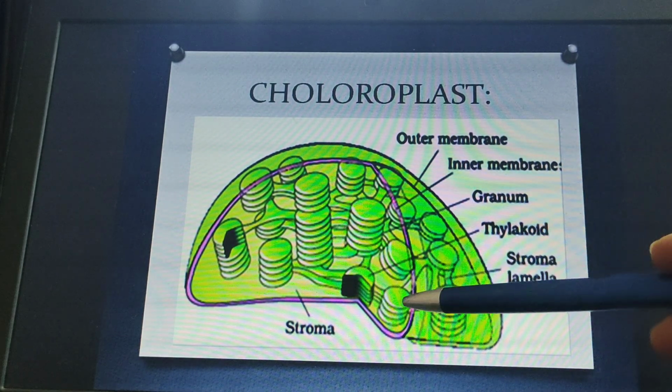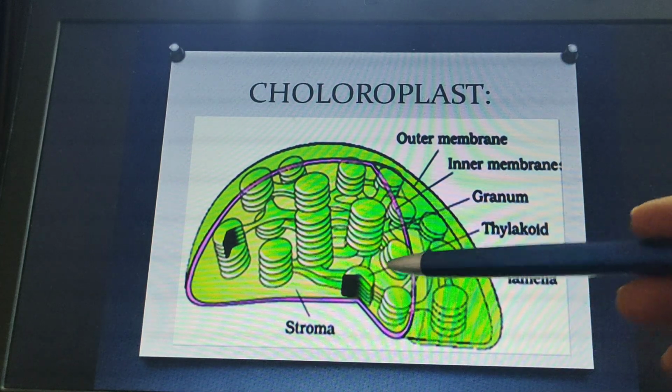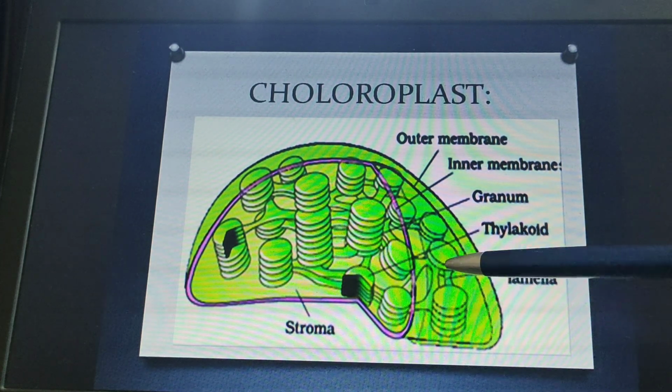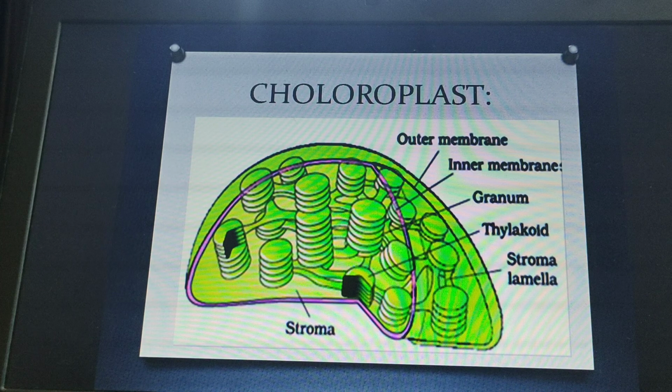And these different grana are interconnected to one another through the stromal lamellae or the stromal thylakoids. And these foldings of the membrane are very important because trapping of sunlight actually takes place over here. The detail about that we will study in our chapter photosynthesis in unit 4.